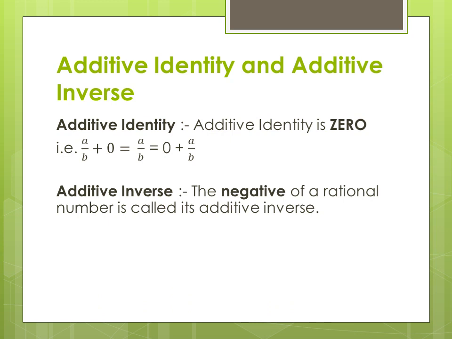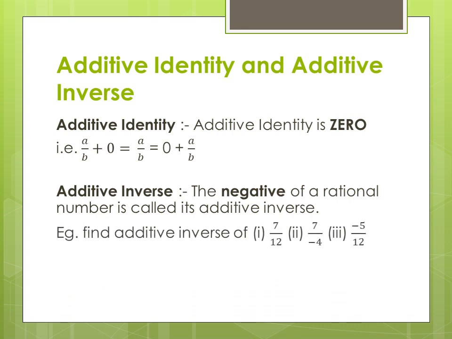And additive inverse is the negative of a rational number. It is called additive inverse, as you have studied for integers or whole numbers. Suppose we have to find the additive inverse of these three numbers: 7 by 12, 7 by minus 4, or minus 5 by 12. For the first number 7 by 12, our answer is minus 7 by 12. Just change the sign. For 7 upon minus 4, it is 7 by 4. For minus 5 by 12, it is 5 by 12.